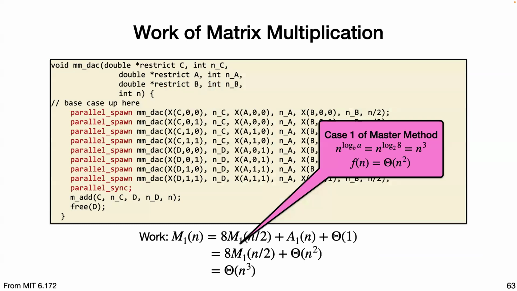Okay, so using the master theorem, we can analyze this recurrence. There are 8 subproblems, each of size n over 2, plus the cost of addition, plus theta 1. So a is 8, b is 2, and f of n is n squared. The number of leaves is n cubed, right? Because log base b of a, log base 2 of 8, is 3. And n cubed is much bigger than n squared, so the work is dominated by the leaves.